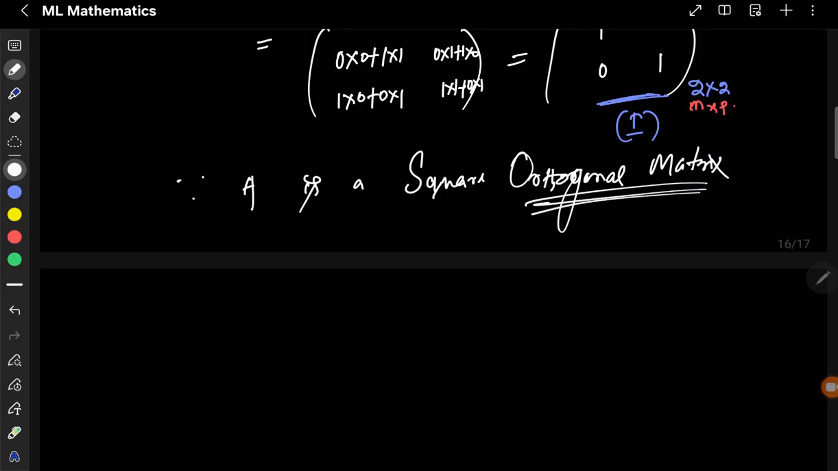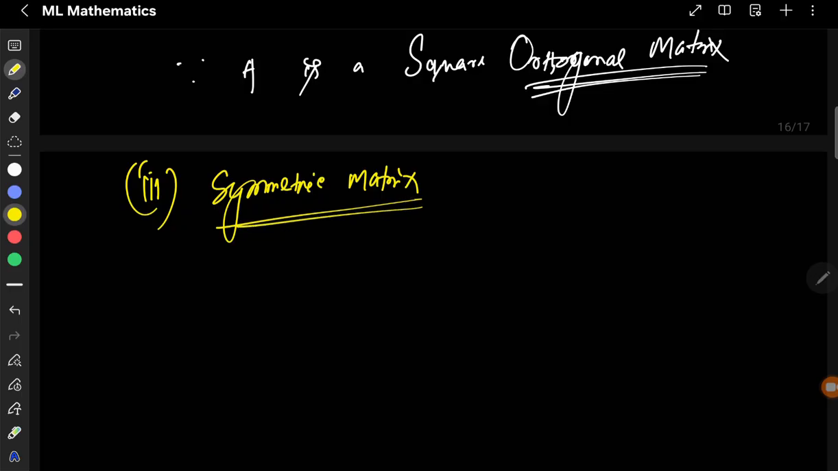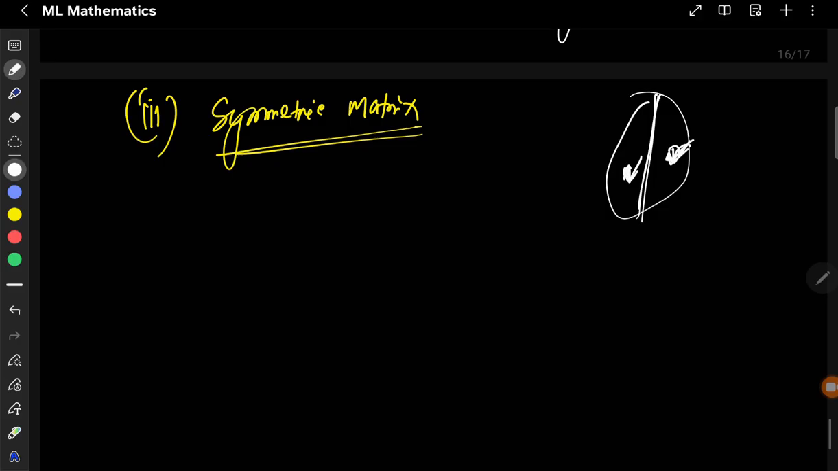Okay, once orthogonal matrix is done, we'll be jumping into something called symmetric matrix. What is a symmetric matrix? It looks understandable, right? Symmetric matrix means what? If you have a mirror, whatever you are seeing here is kind of seen here as well, right? That is what symmetric means.